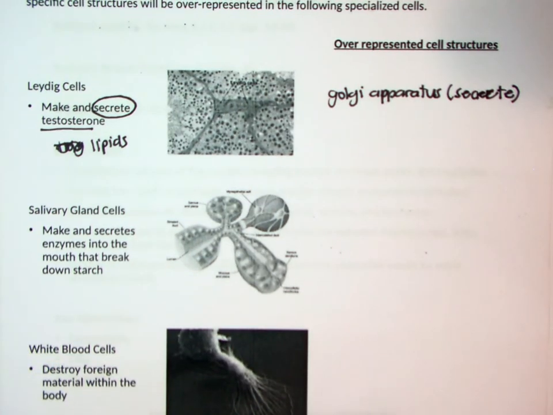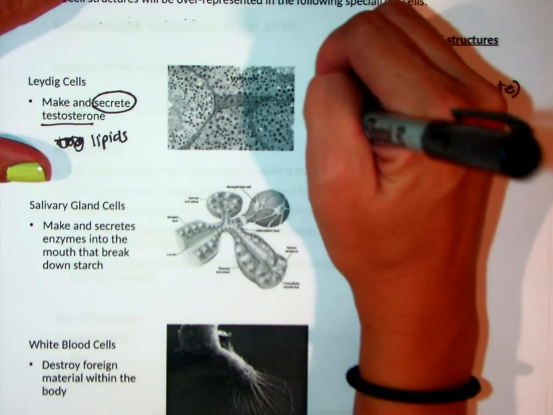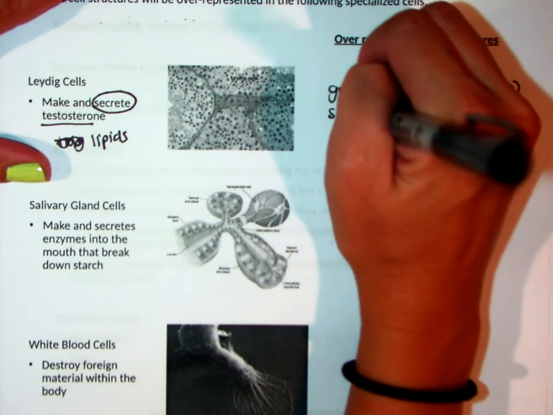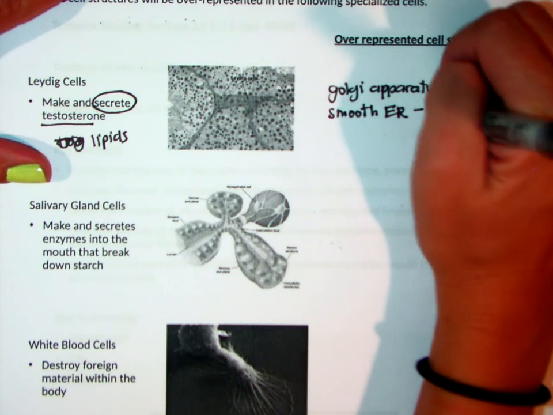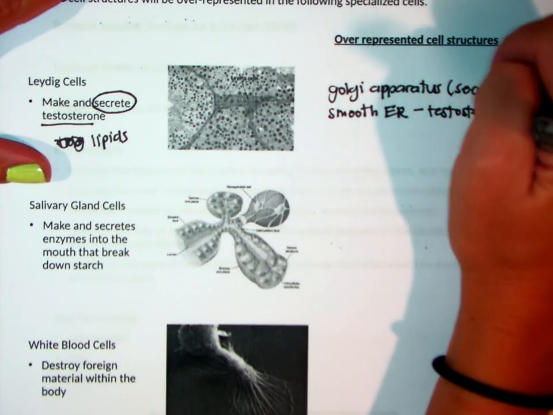And lipids, smooth like butter, they're going to have a lot of smooth endoplasmic reticulum. That makes that testosterone. That is a lipid.